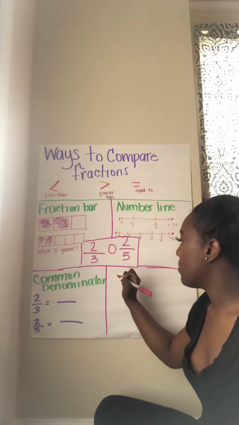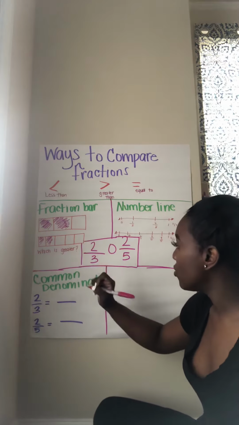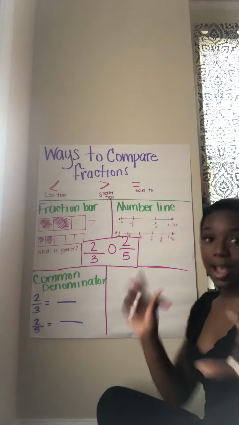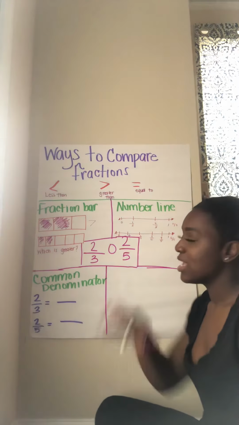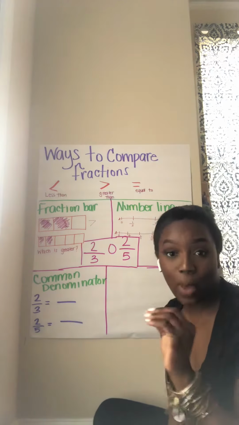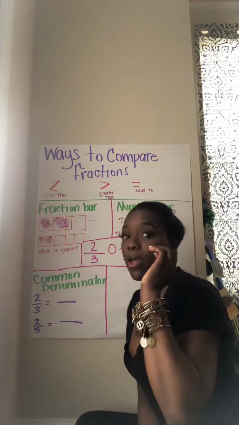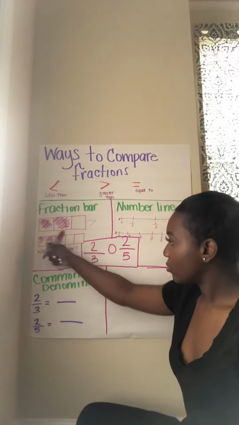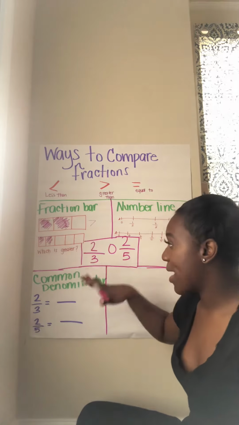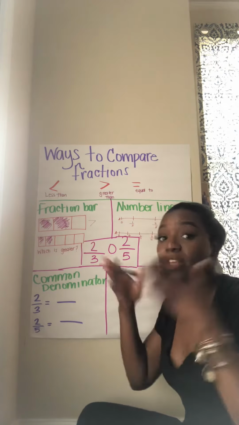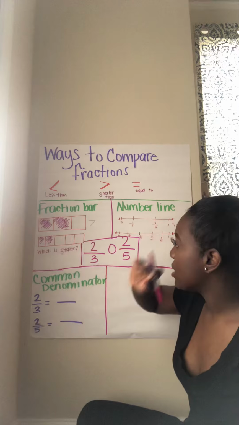So I'm just going to simply say 2/3 is greater than, backwards L, 2/5. Simple. Using fraction bars is the most simple way you can see which fraction is bigger, smaller, or equal to. It's just which one takes up the most space, or which one takes up the least amount of space, or sometimes they'll even take up the same amount of space. So fraction bars is the easiest.